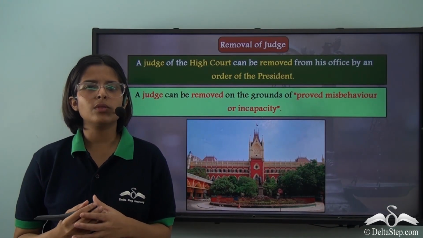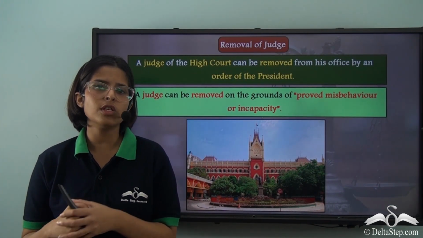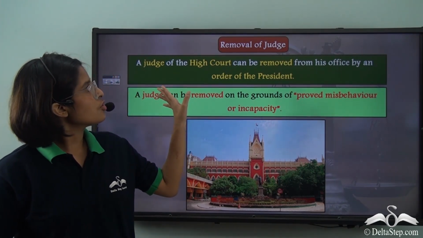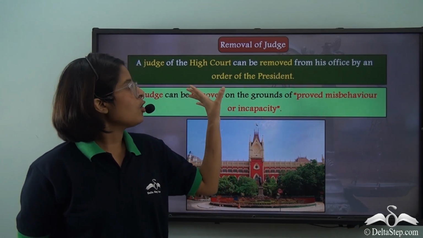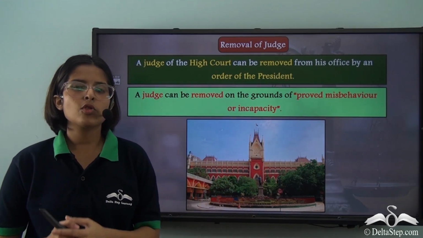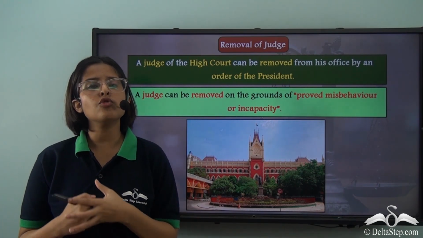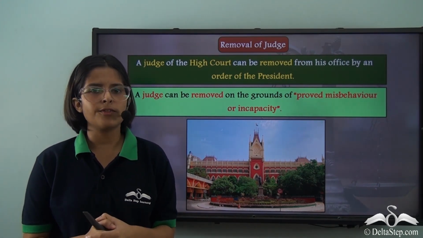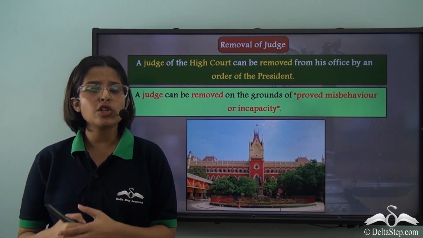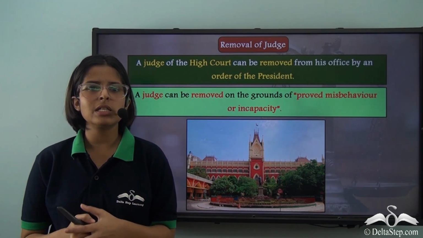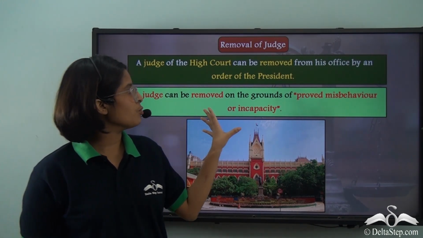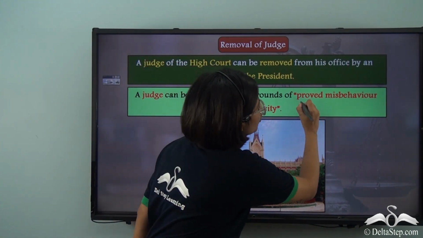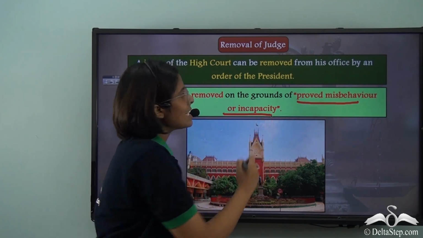Now let us talk about the procedure for the removal of the judges. So the judge of the High Court can be removed from his office by an order of the President. So the President is the one who can remove a judge from his office. But to ensure judicial independence, there has been a provision made according to which a judge can be removed on the grounds of proved misbehavior or incapacity.